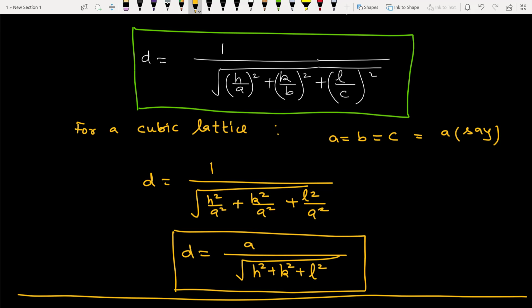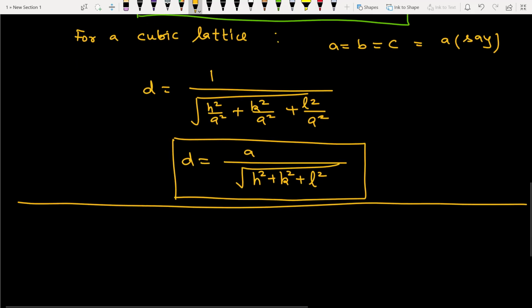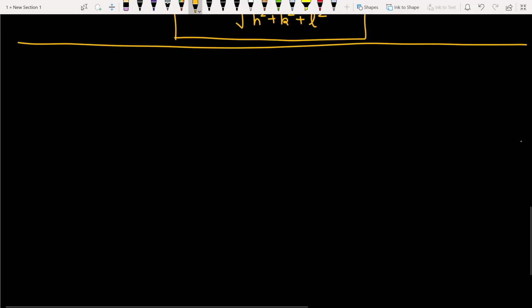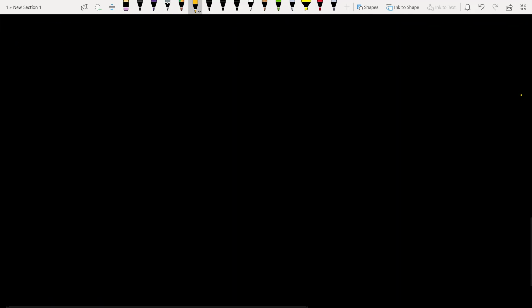So this is the distance between two parallel planes having Miller indices H, K and L. This is a very important relation, and based on this relation now we will solve a few numericals.